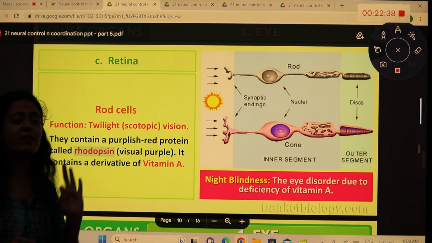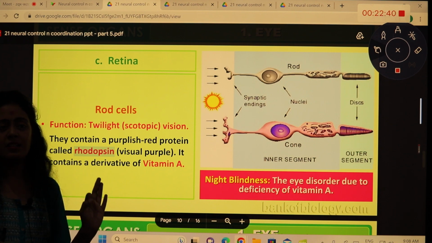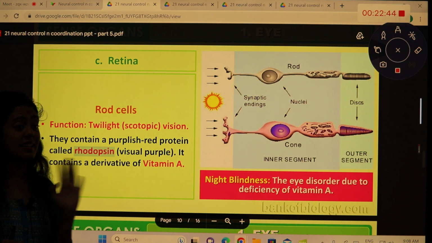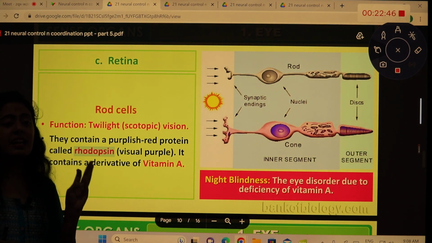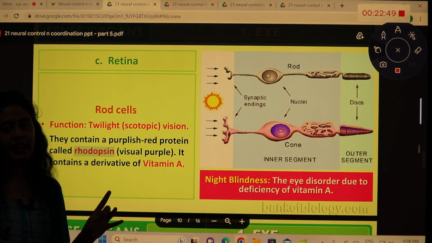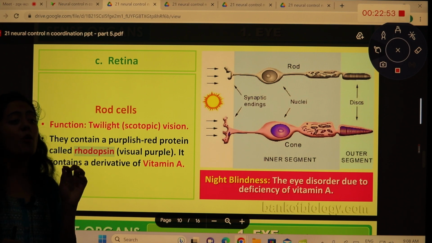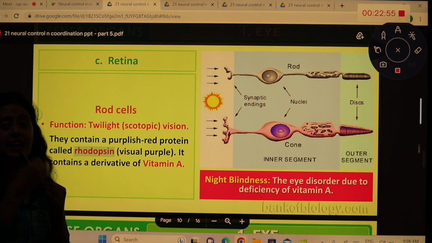So can anyone tell me which are the three layers of the eye? I didn't ask retina, the eye. Sclera, choroid and retina. What is cornea? The anterior transparent portion of the sclera is called cornea. What is iris? The pigmented portion. Where is it present? In the choroid.